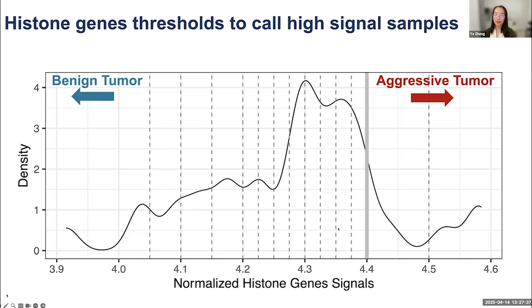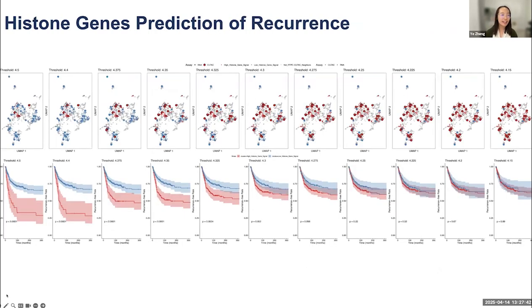So in other words, if you try using different thresholds, as I indicated here using those dashed lines, you will see that using a more stringent threshold, you have much more separation power between the aggressive group and the benign group. As you relax the threshold, the separation power just goes away, so there is no separation between the benign versus tumor. In other words, you can see this order of histone gene signal really represents the aggressiveness of the tumor. So the order of the histone gene signal matters more.